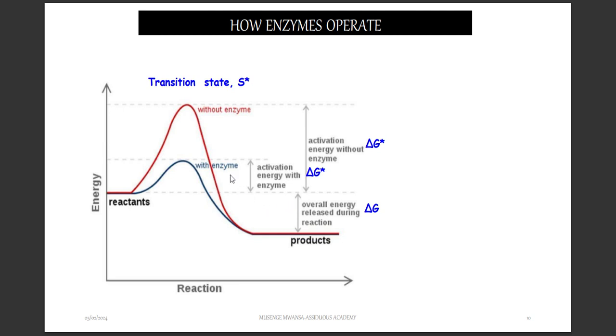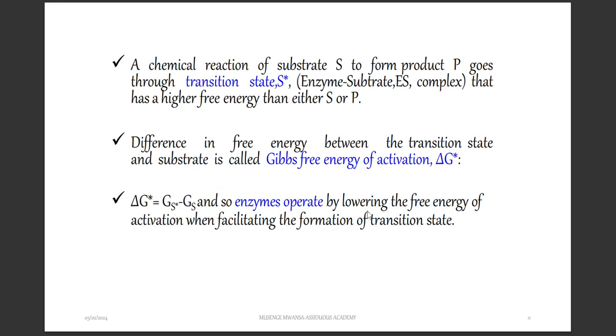Okay, so the energy difference between the beginning of the reaction and the maximum point is known as the activation energy. The energy difference between the reactant and the product is known as the delta G, or Gibbs free energy. A chemical reaction of substrate S to form product P is going to go through a transition state. Yes, Modesta.